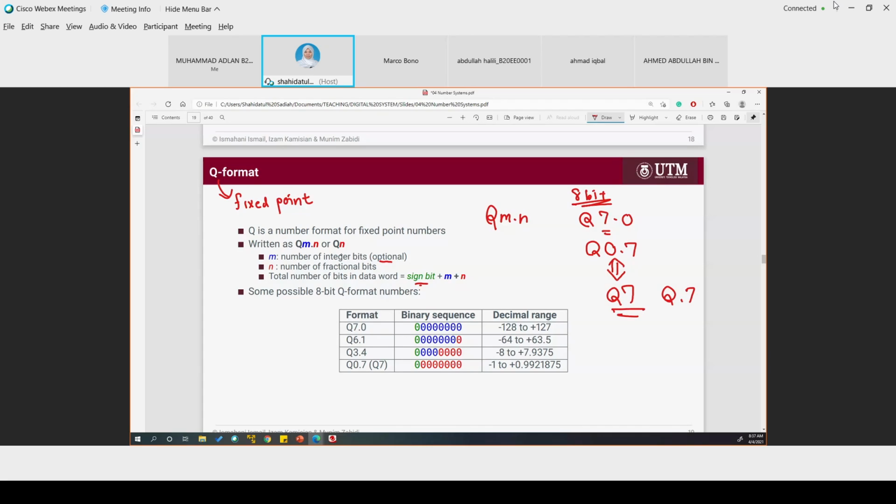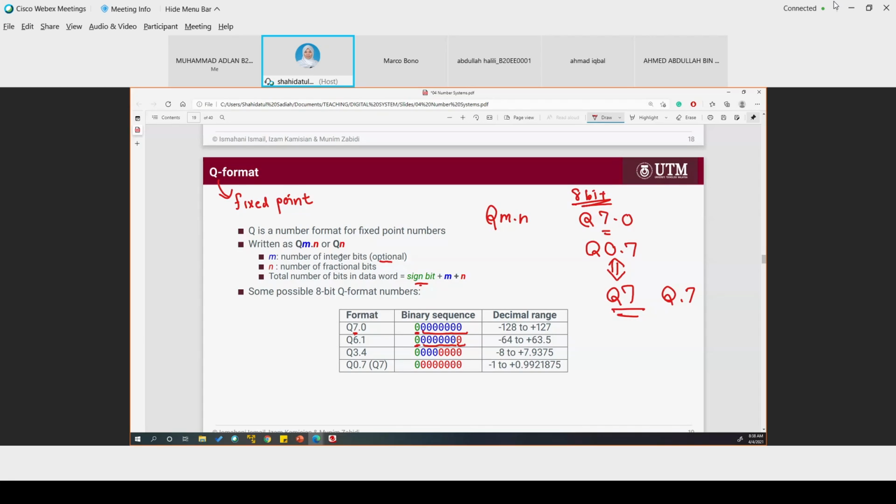Here is an example of 8-bit Q format numbers. We have Q7.0, where 1 bit at the leftmost is the sign bit, and then we have 7 bits of integer. And then we could have Q6.1 for an 8-bit Q format number: we're going to have 1 sign bit, 6 integer bits, and 1 fraction bit.